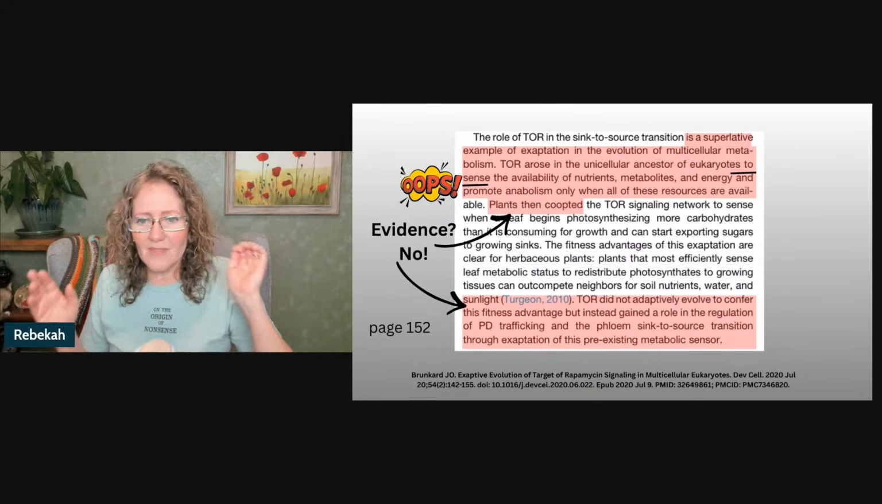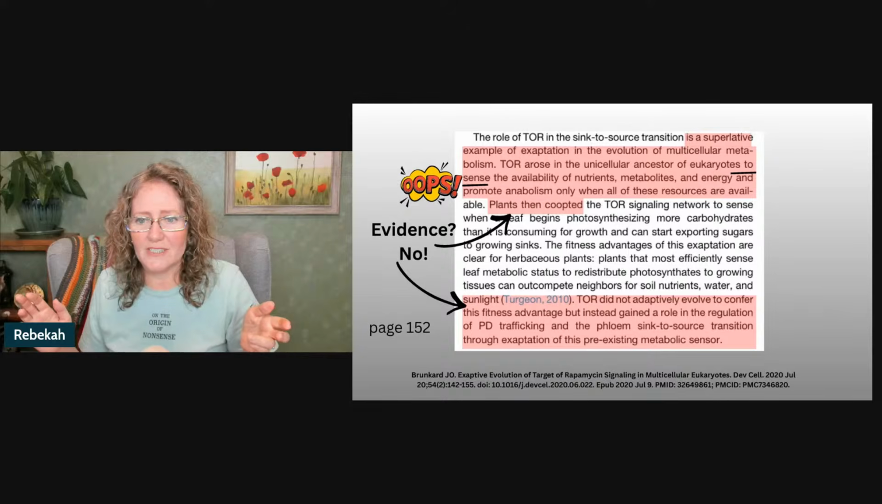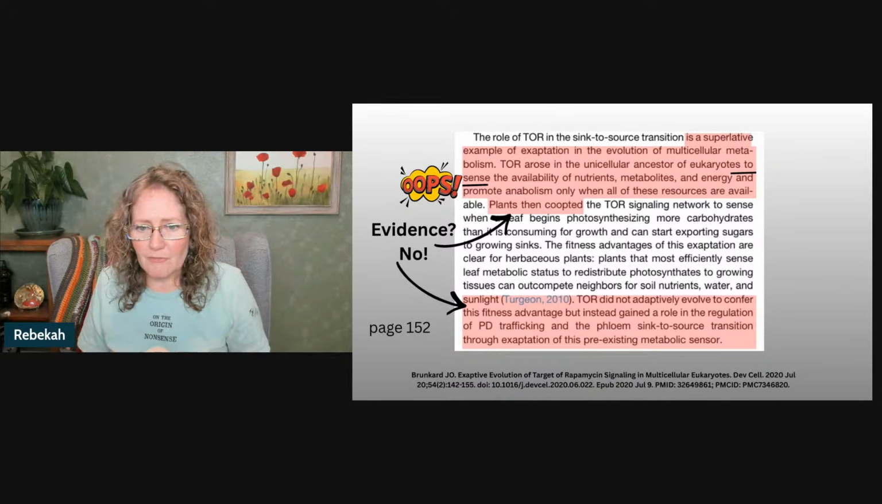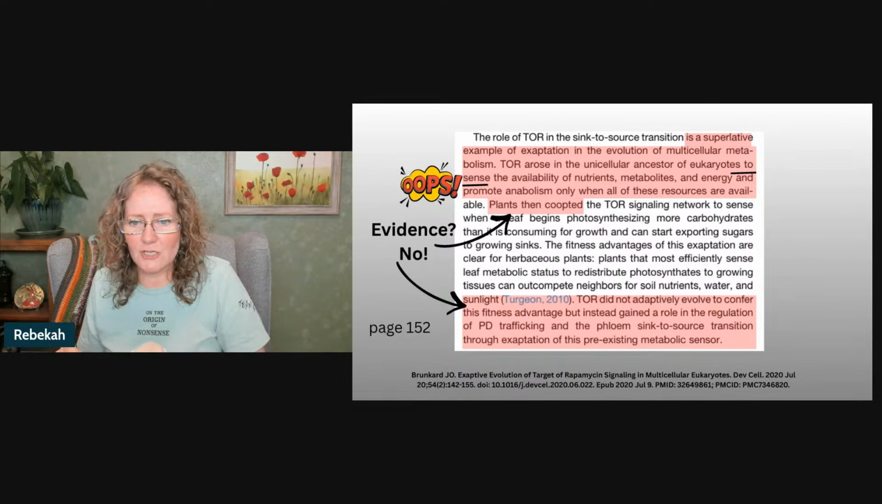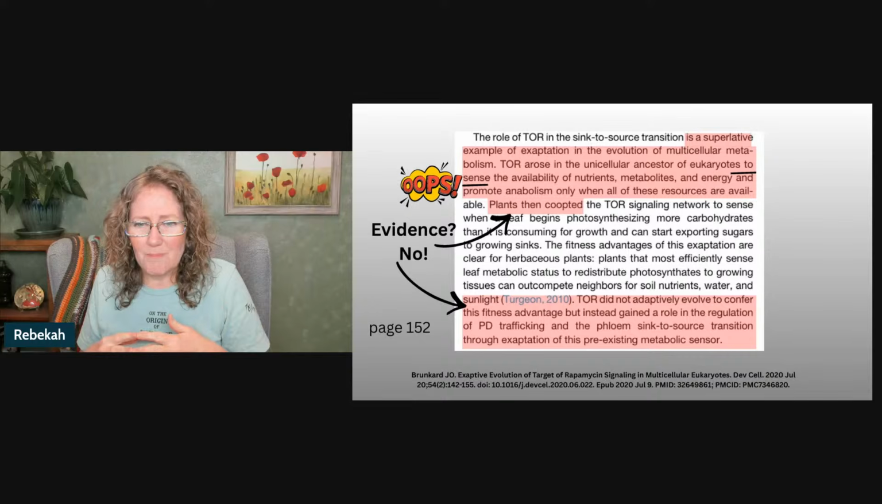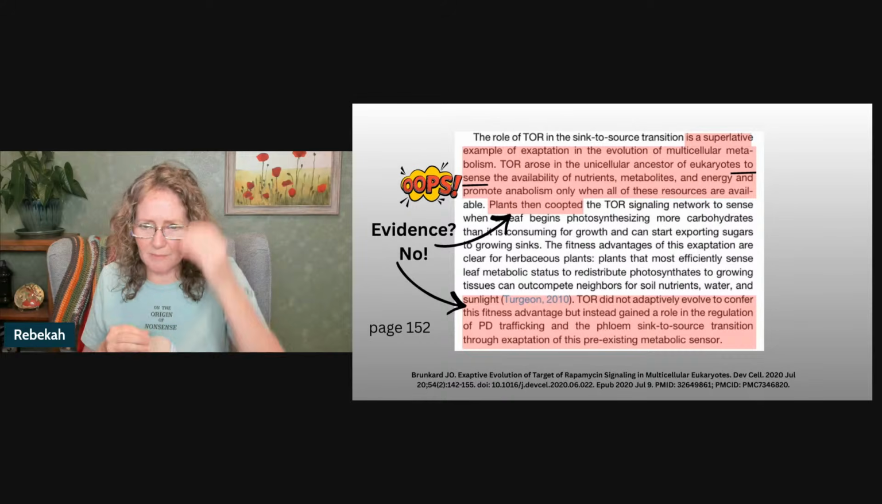Okay, I think this is the final thing I have on this. So it says mTOR did not adaptively evolve to confer this fitness advantage. How does he know? How do they know? But instead gained a role in the regulation of PD trafficking and the phloem sink to source transition through exaptation in this pre-existing metabolic sensor.